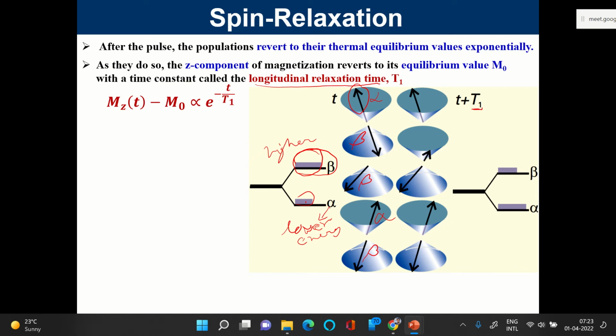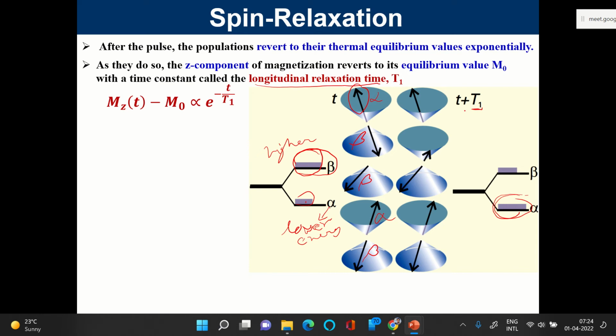Now once the pulse is removed, when you are observing after time t1, the situation will change. There will be a tendency to go back to the alpha state, as it is the lower energy state, so the population of alpha will gradually increase, and that is why you are seeing the decaying signal. So this is one part.